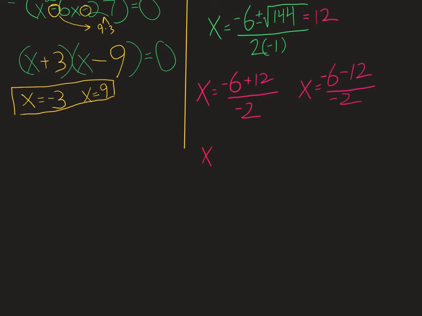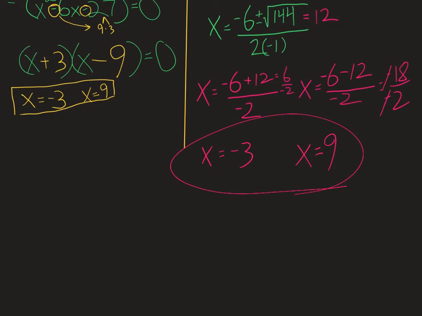And finally, negative 6 plus 12, that's just 6 divided by negative 2, which is negative 3. Negative 6 and negative 12, negative 18 divided by negative 2. Those negatives cancel, so x equals 9. And did we get matching solutions? We did.